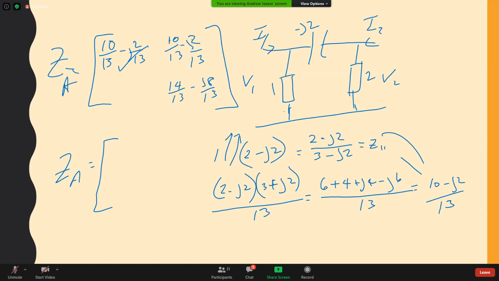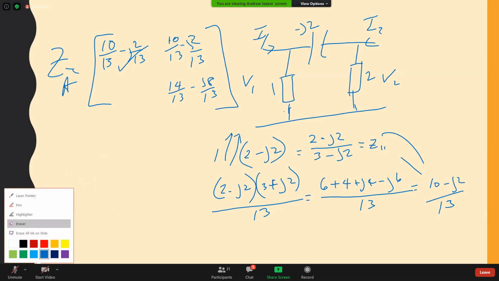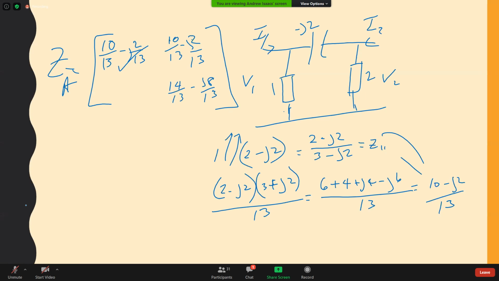For the transfer, what we're looking for with the same open circuit, yeah? Because port 2 is open. We're looking for Z21. So Z21, right? That would be V2 over I1. All right, so let's look at I1.